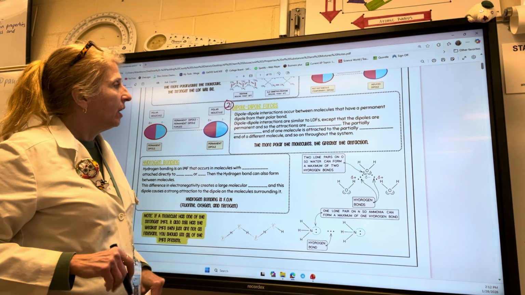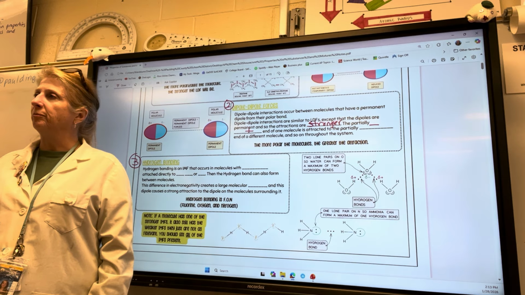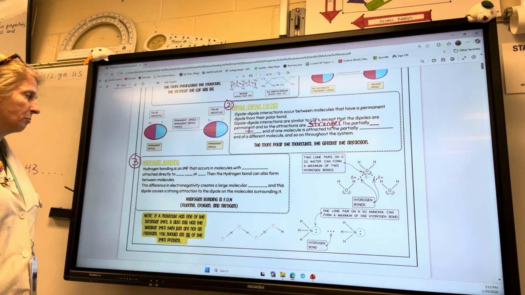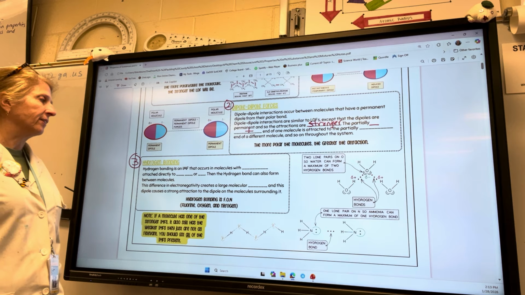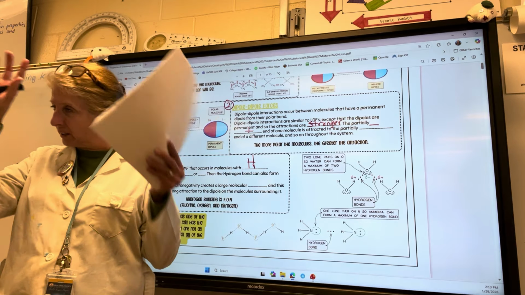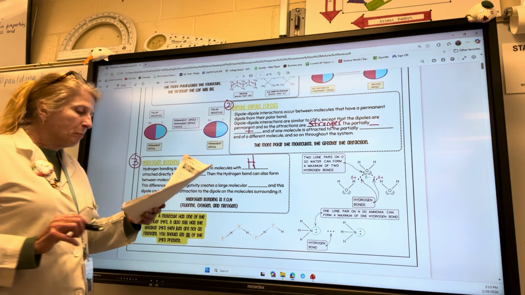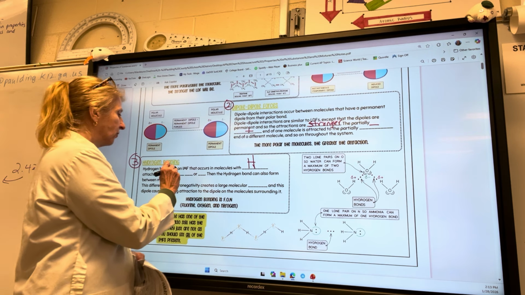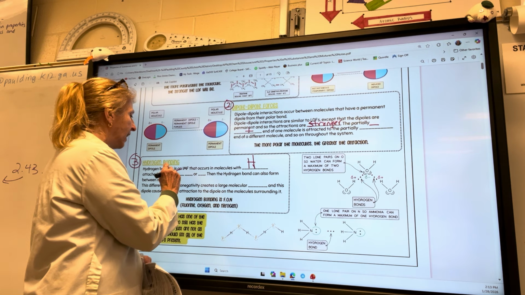Okay, number three, hydrogen bonding. Any questions about dipole? Okay, number three, hydrogen bonding. Hydrogen bonding is an intermolecular force that occurs in molecules that have to have hydrogen, and this is just really important, so put little flashes in your head around this. But that hydrogen has to be directly attached to fluorine, oxygen, or nitrogen.